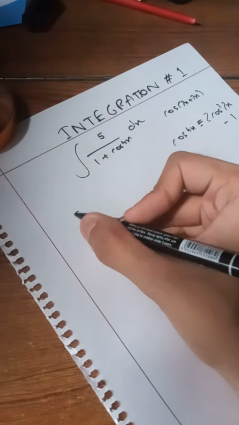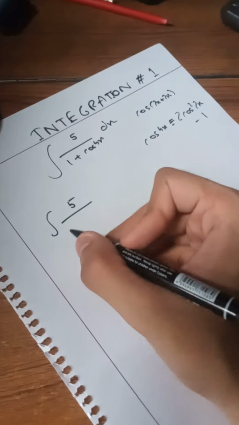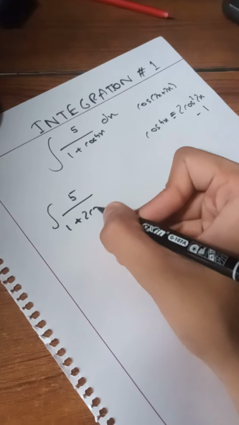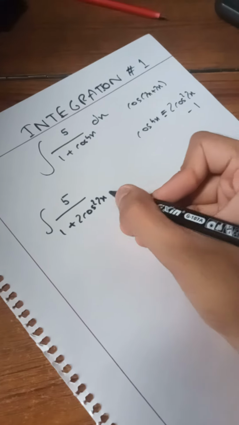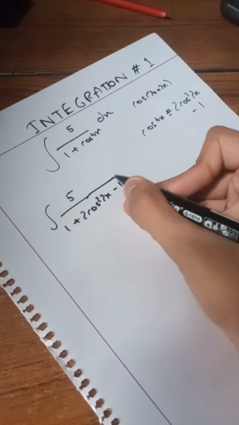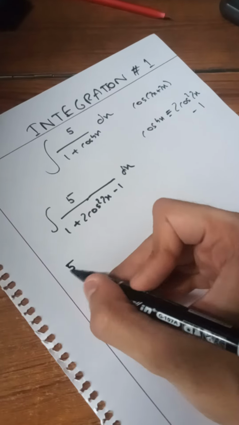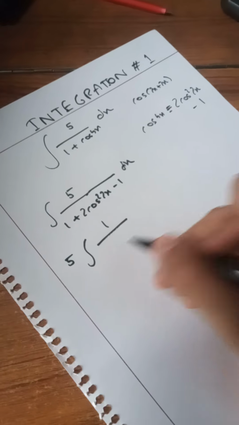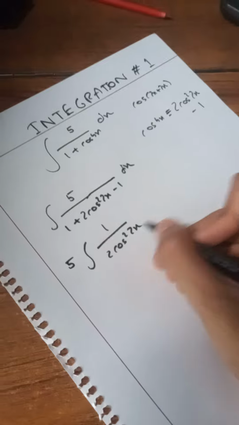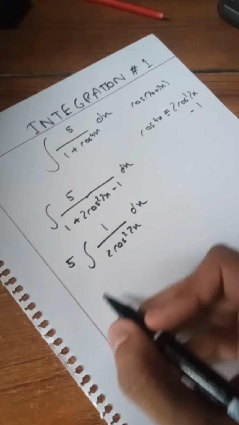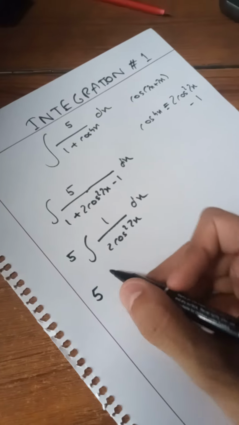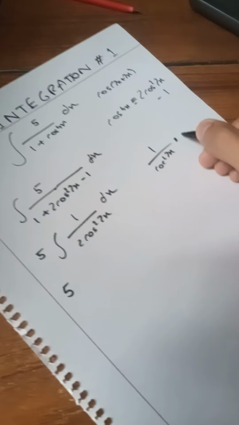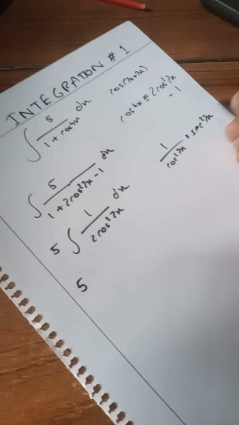So as you can clearly see, we have 5 over 1 plus, let's put in this identity, 2 cos square 2x minus 1. Let's extend this. We can bring out the 5 because it's pretty annoying keeping it there. So this is just 1 minus 1, that cancels out, so 2 cos square 2x dx. Very simple, very nice. Also, we know that 1 over cos square 2x is equal to sec square 2x.